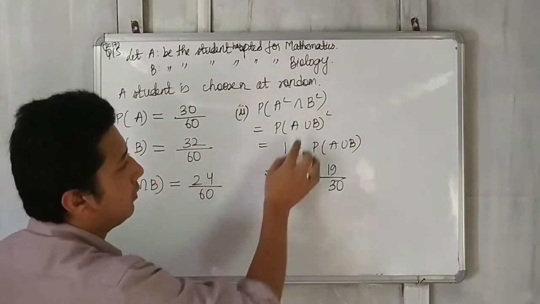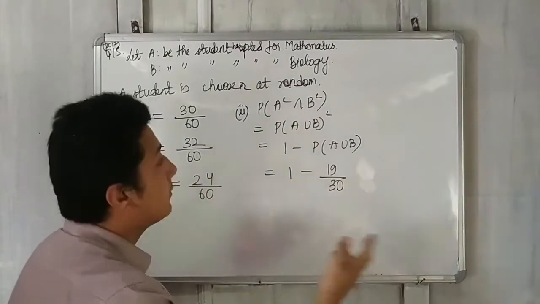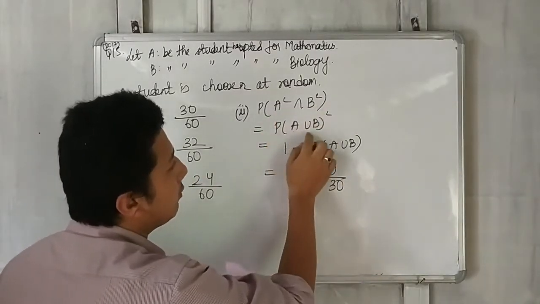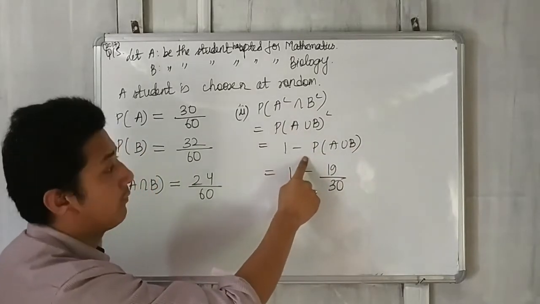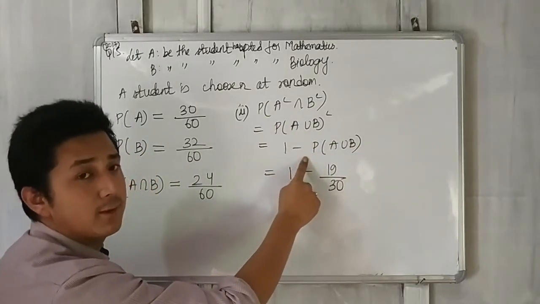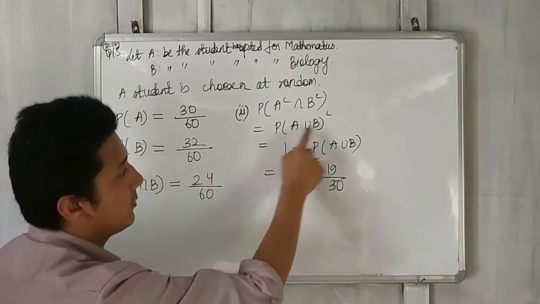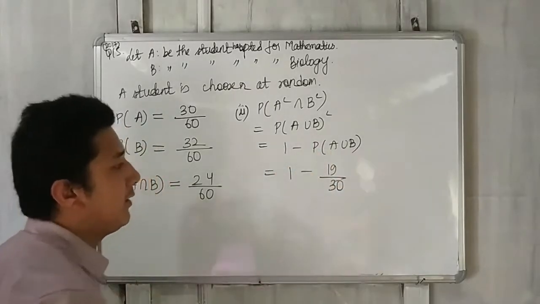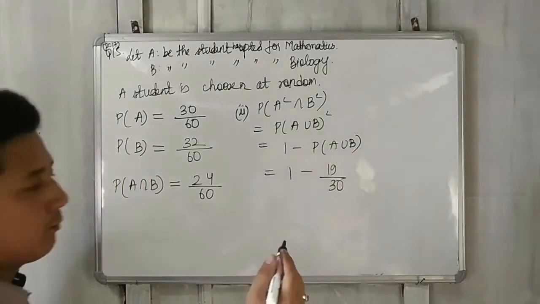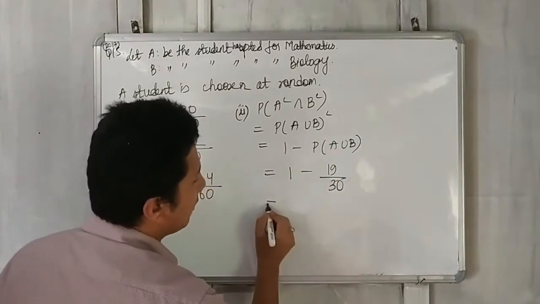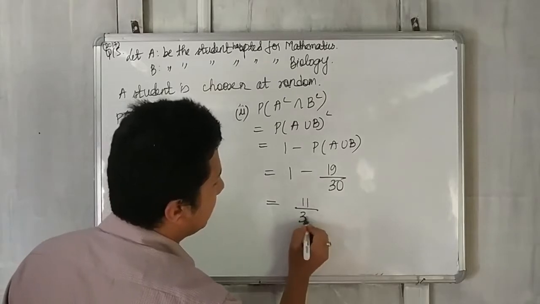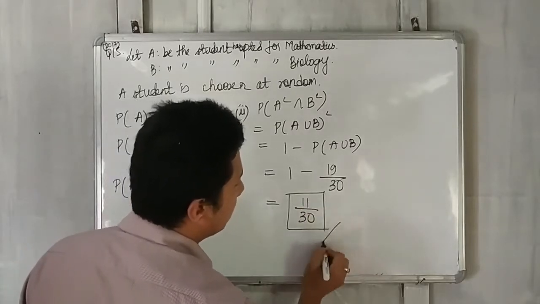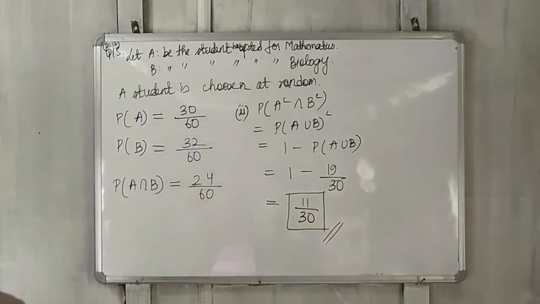So De Morgan's law says that the complement of the intersection is equal to the union complement, and this we know from the formula of probability that any event plus its complement is equal to 1. So this is equal to 1 minus probability of A union B. A union B, we just found it out, it was 19 by 30. So if you take the LCM, 30 minus 19 is 11 by 30. Please pause the video and note it down.